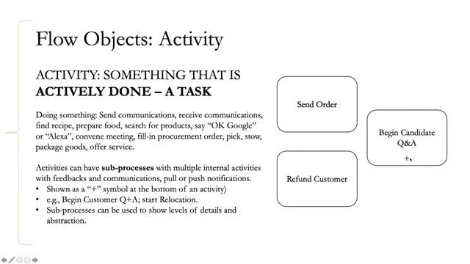Sub-processes are typically shown as, what do you call it? Let me see if I can highlight it. This plus sign out there basically means the Q&A process has other sub-processes. The send order, refund order are just distinct tasks and activities. So begin customer Q&A, start relocation, these would be different types of sub-processes. Now, sub-processes can be used to show different levels of detail and different levels of abstraction. So you can go deeper and deeper to show all these different sub-processes.